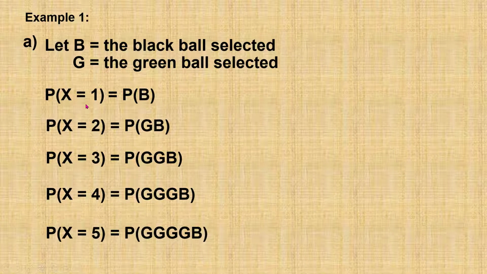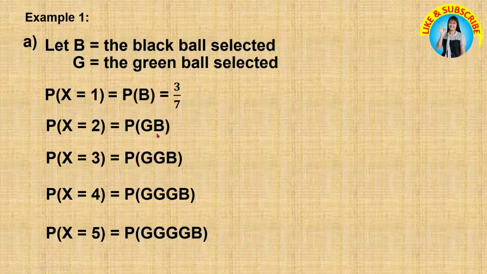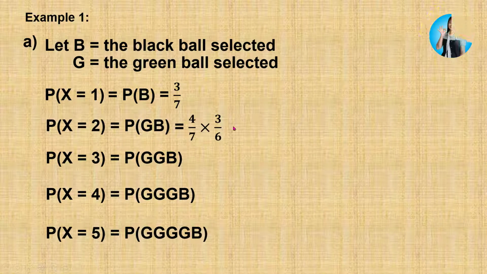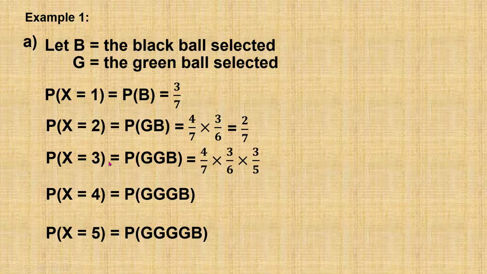Now we are going to calculate the probability for each value of x. When the first selection is black, the probability is 3 over 7. When x is equal to 2, the first ball is green, the second ball is black, so it is equal to 4 over 7 times 3 over 6, which is 2 over 7. When x is 3, the first one is green, the second one is green, and the third one is black, so the probability is equal to 6 over 35.